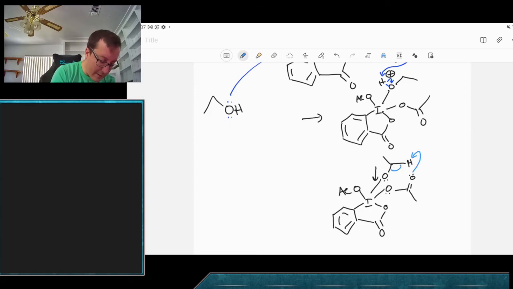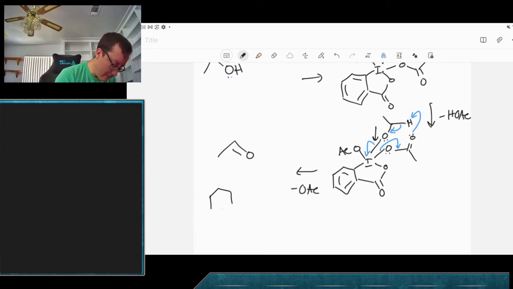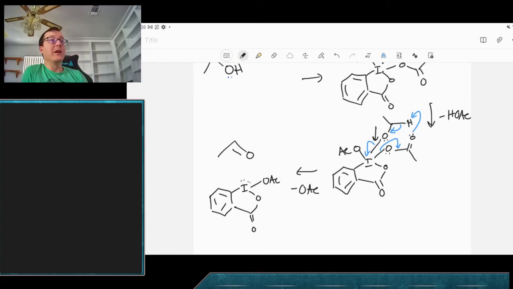So we're going to oxidize our species by grabbing the proton. Those electrons are going to go back onto iodine, which are going to reform a carbonyl there. And in doing so, we will have liberated our aldehyde. We lose another acetate. So in this case, we've lost acetic acid in that step. And then we end up with the remnants of our DMP. And so we have now just one acetate group left on there.